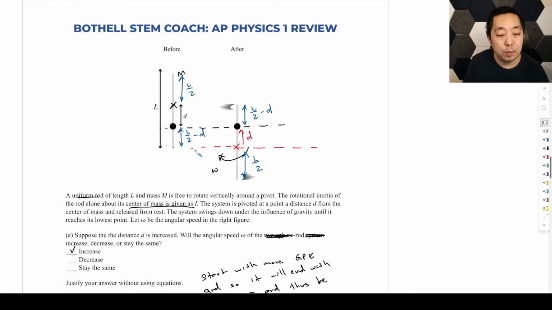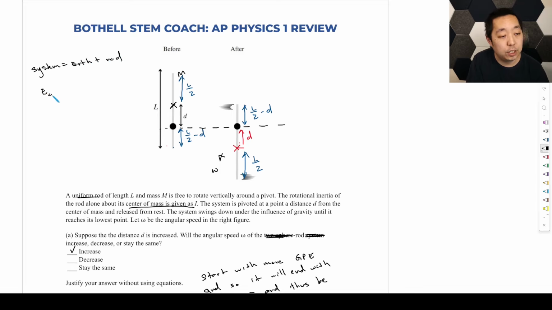So I'm going to pick that as my reference height. And I know normally I pick the lowest point as my reference height, but I think this will be easier because I know that these two are at the same height in both figures. So anything below is going to be negative potential energy. All right, so that's something we did in Unit 4. So let's talk about our system being the Earth plus the rod, because there's a change in height.